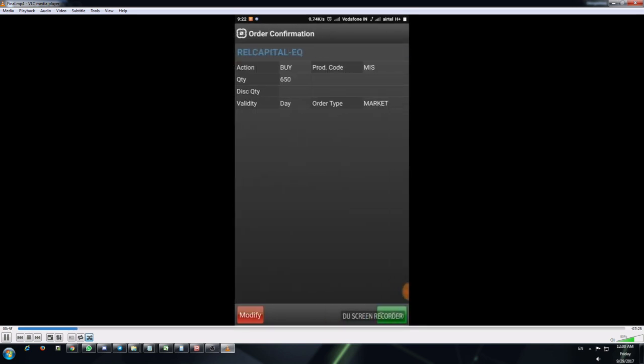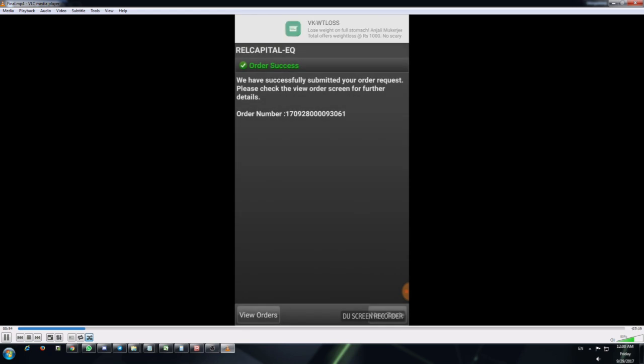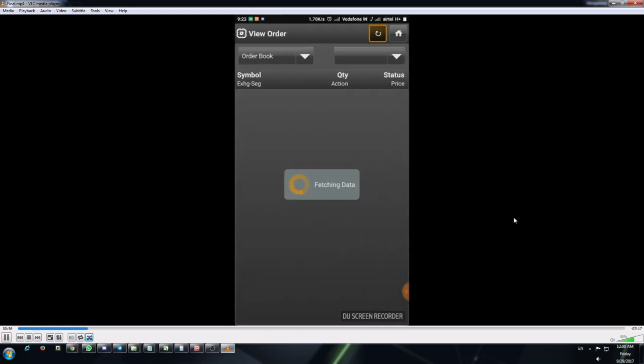So 2 trades simultaneously. And see here, 2 trades both buy. ICIL with 4,000 shares and Reliance Capital with 650 shares.